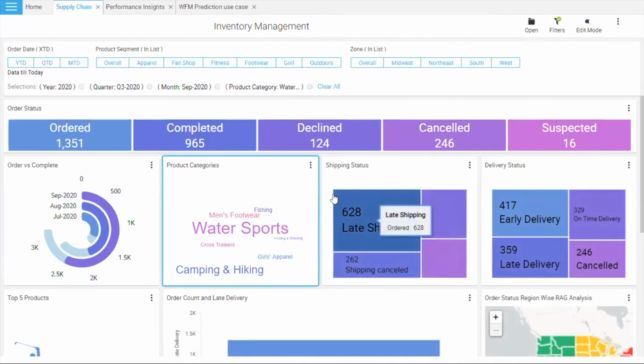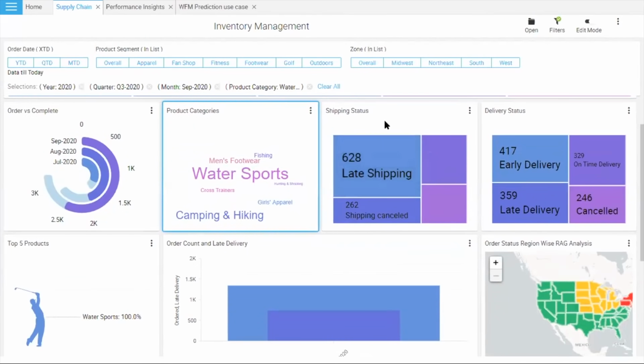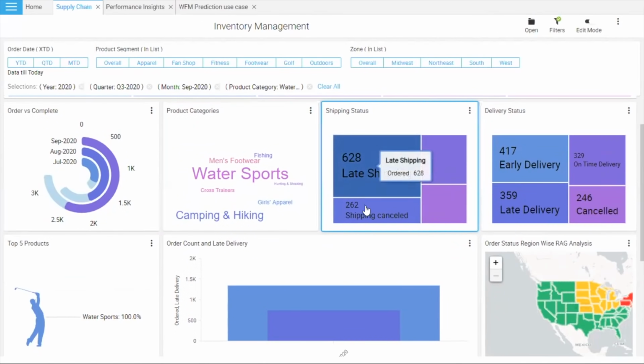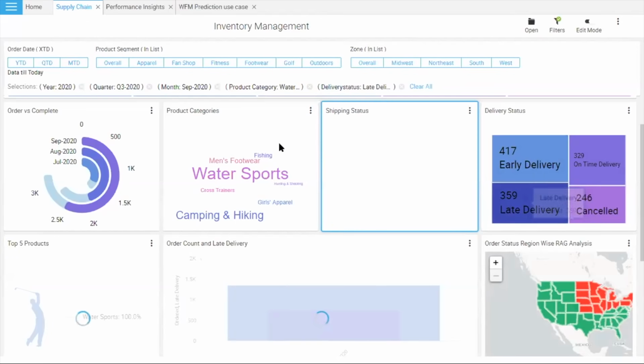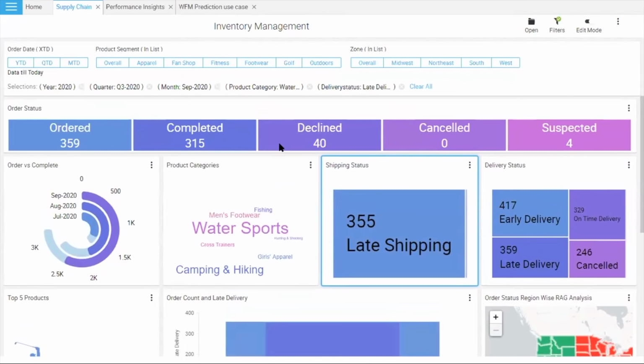Now in this particular use case, you're looking at 628 late shippings that you had. Shipping canceled is 262, advanced shipping and ordered is 204. And out of the overall orders that you had, 417 were early deliveries. Now, you had 359 late deliveries. Let's understand why these late deliveries happened and what the impact is. How many orders got canceled because of these late deliveries? So I can just put a filter here, and I know declined were 40, 315 were completed, and 4 are suspected to be declined.